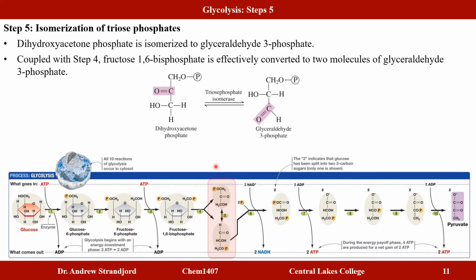The fifth step in the glycolysis process is to convert one of the two 3-carbon molecules into the other. In this case, we're going to take the dihydroxyacetone phosphate in the presence of an isomerase enzyme and convert it also into glyceraldehyde 3-phosphate. In other words, what we have here now is two molecules of glyceraldehyde 3-phosphate.